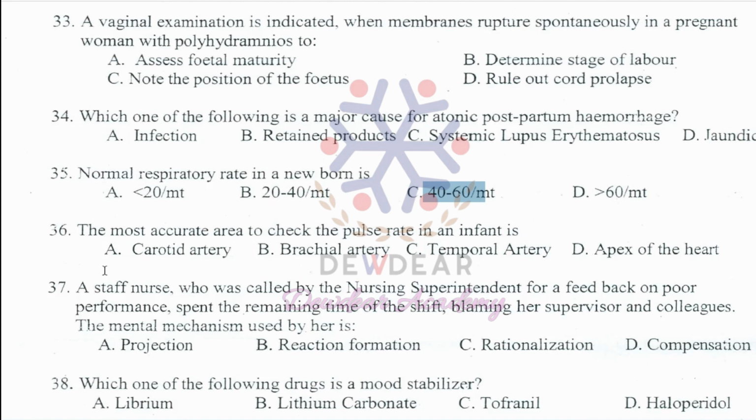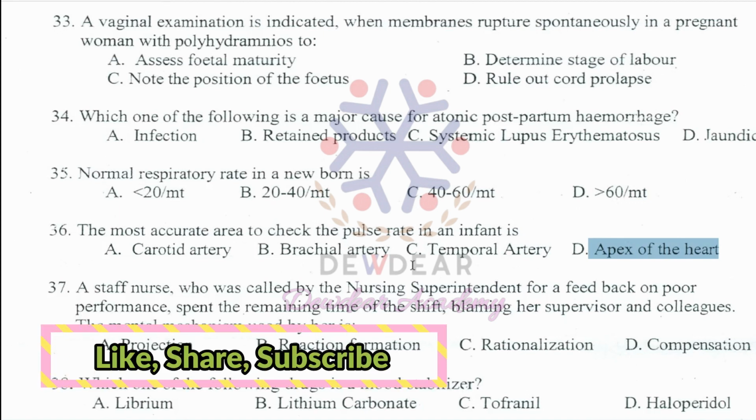Next, question number 36. The most accurate area to check the pulse rate in an infant is: carotid artery, brachial artery, temporal artery, or apex of the heart. The correct answer is apex of the heart. The most accurate area to check the pulse rate in an infant is the apex of the heart.